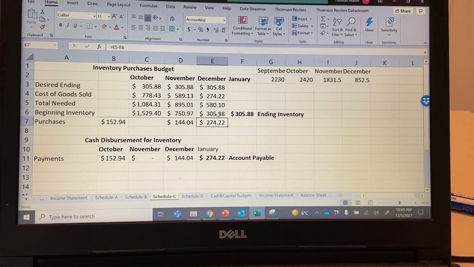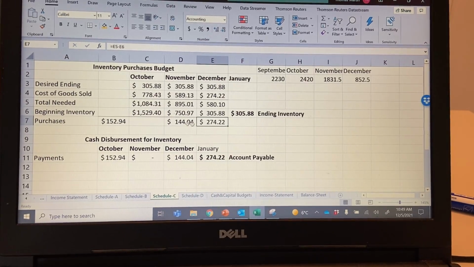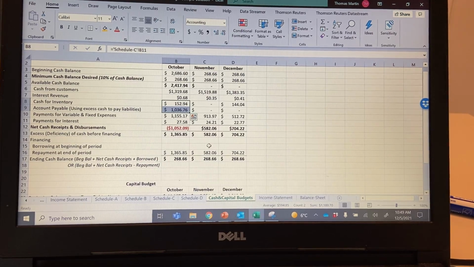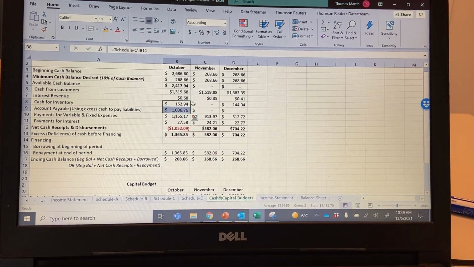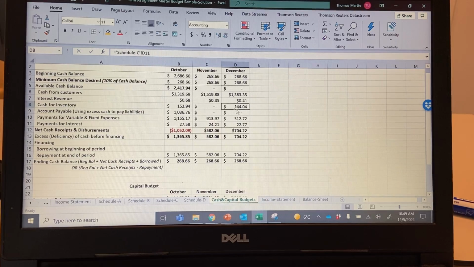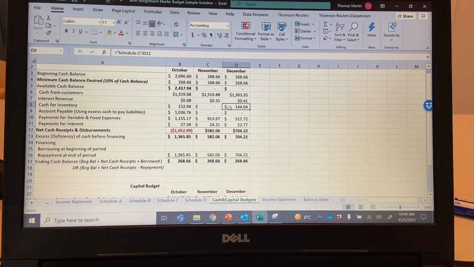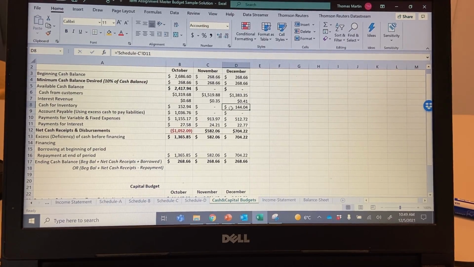Okay, so we have some small changes taking place. We now have purchase taking place here. And when we go to cash and capital budget, we can see that that insert, or that change of inventory payments is now here in December.